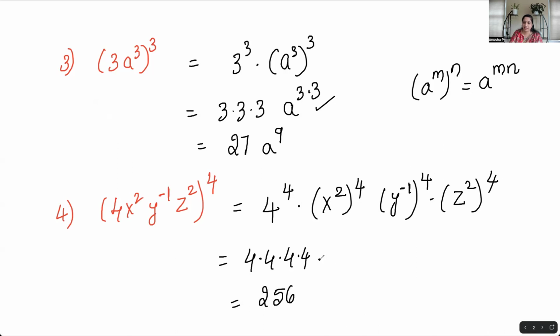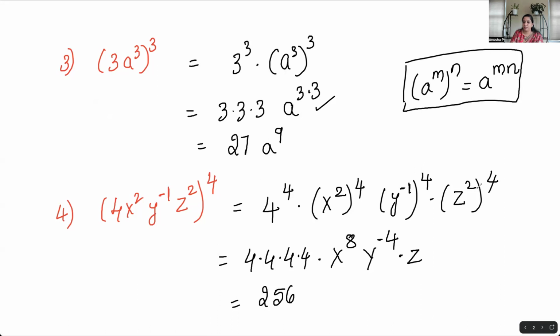And x to the power of 4 times 2, because we are using the formula a to the power of m whole to the power of n is nothing but a to the power of m times n. So 2 times 4 is x to the power of 8. y to the power of 4 times negative 1 is negative 4. And z to the power of 2 times 4 is 8.